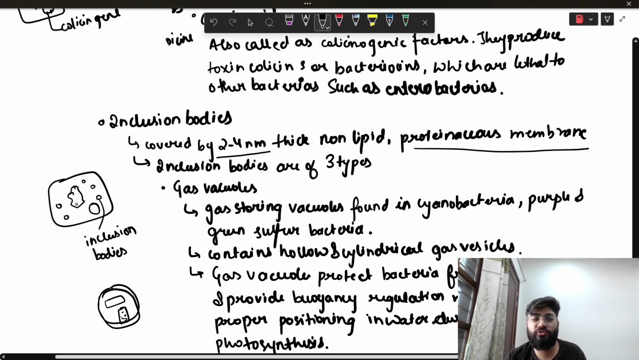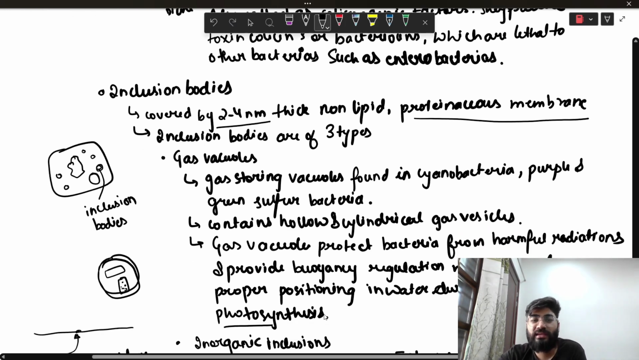What exactly are inclusion bodies? Plants have vacuoles, and animals also have vacuoles, but of smaller size. So inclusion bodies are those organelles which are a replacement of the vacuole for the bacteria. Inclusion bodies are small, balloon-like structures inside the bacteria, which store different kinds of components. We have gas vacuoles. A gas vacuole, as the name suggests, stores gas inside it.